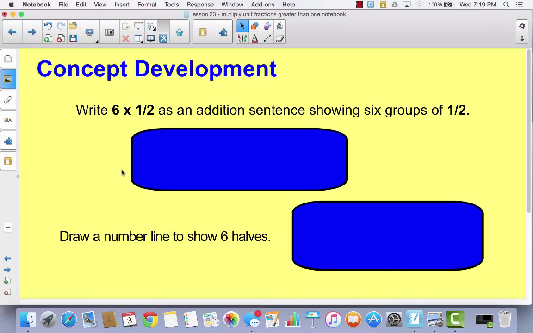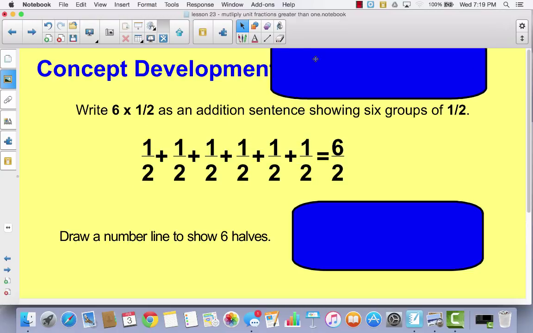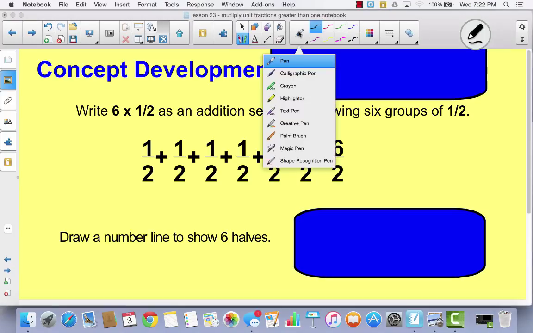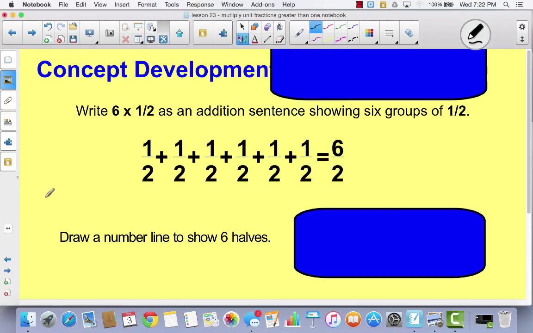So I want you to write a number sentence this time using repeated addition to show 6 groups of 1/2. Like this. This is unit fractions. We have 6 halves is the same as 6 over 2, which is 6 halves. Now we're going to draw a number line to show 6 halves. So the first thing I'm going to do is I'm just going to draw my number line.